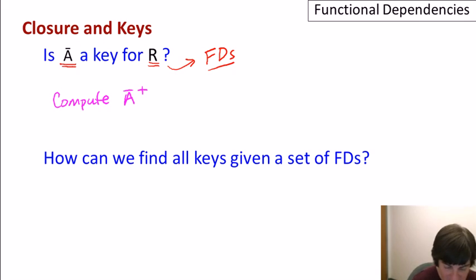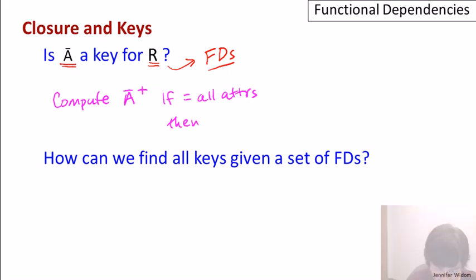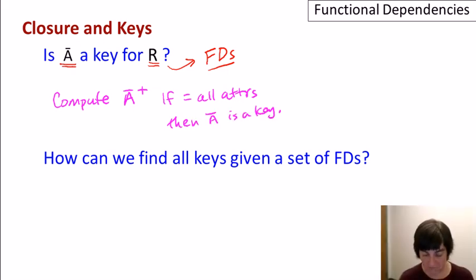We can use closure to do that. Remember, we have the relation and we have a set of functional dependencies for the relation. So what we do is we compute the closure of A. That's going to give us a set of attributes. And if that equals all attributes, then A is a key.